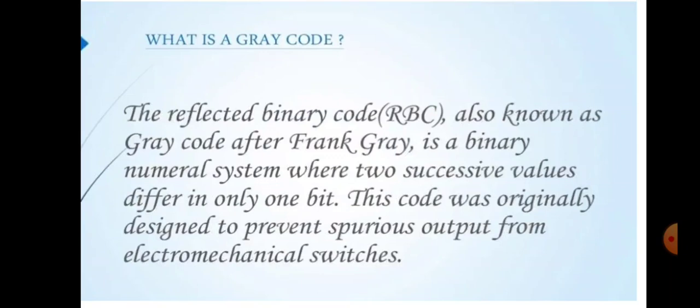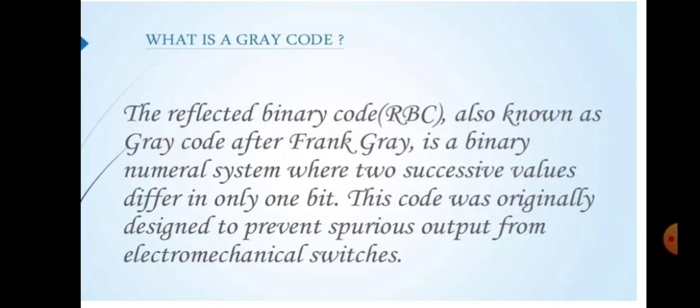Now what is gray code? The reflected binary code, RBC, also known as gray code, after Frank Gray. Okay, so this is the inventor of the gray code, Frank Gray. So from the name of this Frank Gray, the coding is given the name, that is gray code. It is a binary numeral system where two successive values differ in only one bit. So the main difference between binary and gray is that in gray number systems, the successive values differ in only one bit. It means if you see consecutive any two gray numbers, you will observe that there is a difference of only one bit.